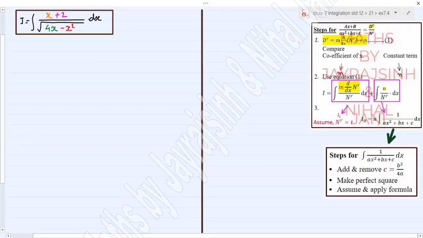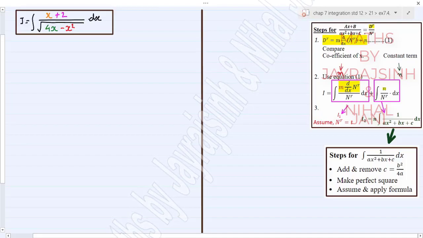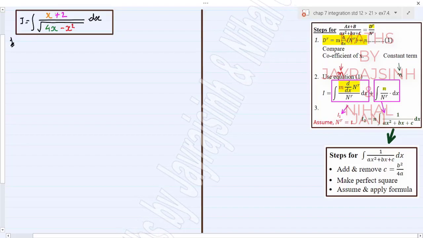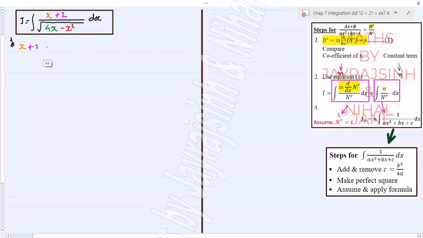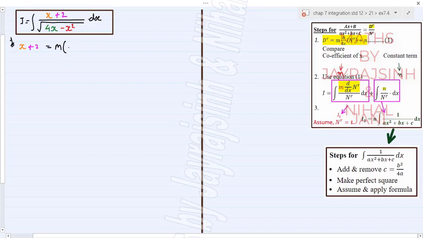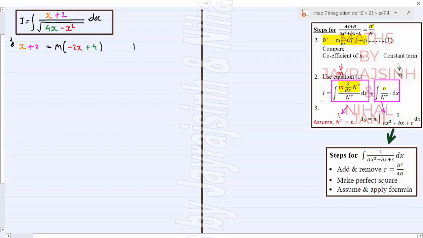Here we have to integrate x plus 2 upon under root of 4x minus x square, which is in the form of ax plus b upon under root of ax square plus bx plus c. So let's follow the steps. Our first step is we have to set the differentiation of the denominator in terms of the numerator. So let's take x plus 2 is equal to m times the differentiation of 4x minus x square, or we can say minus 2x plus 4, plus n.